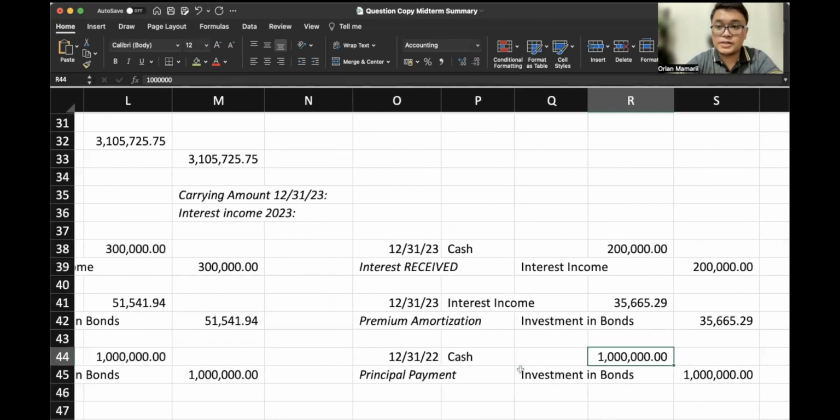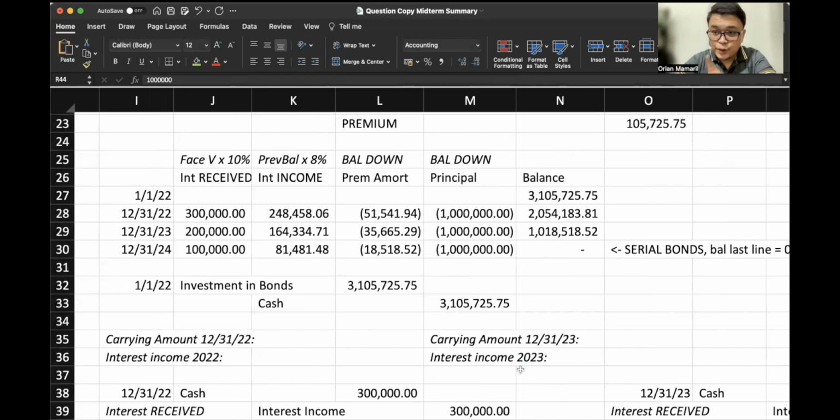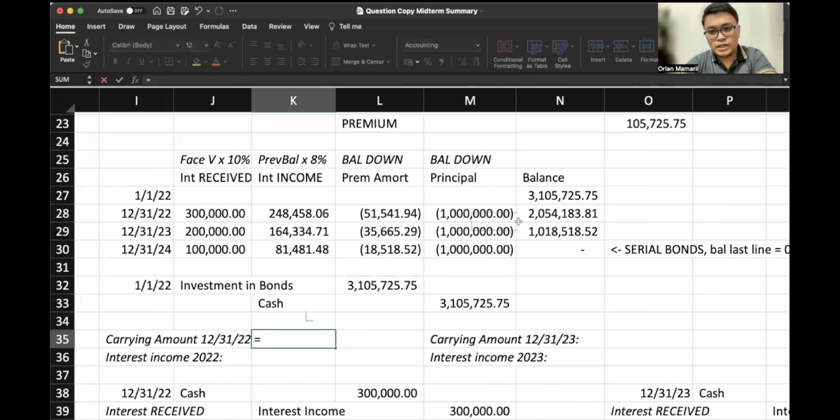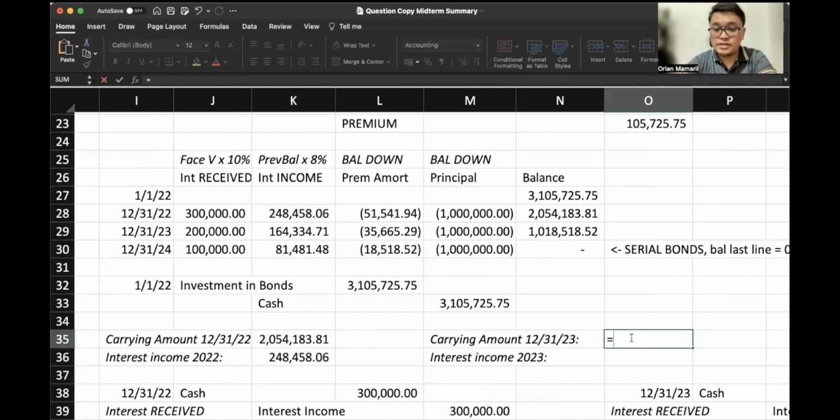All of these amounts are based on your amortization table. You don't need to do the journal entries in order to satisfy the requirements here, right? But what's important is you prepare, once again, the amortization table. So the carrying amount on 12/31/2022 is 2,054. The interest income in 2022 is 248. You see how easy this is now? Because we have accomplished the amortization table.